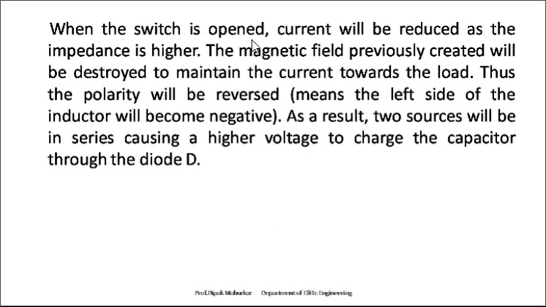When the switch is open, the current will be reduced as the impedance is higher. The magnetic field previously created is destroyed to maintain the current toward the load. Thus, the polarity will be reversed, meaning the left side of the inductor becomes negative now. As a result, two sources will be in series, causing a higher voltage to charge the capacitor through the diode D.